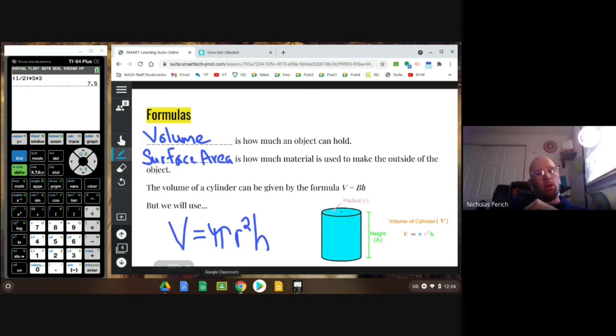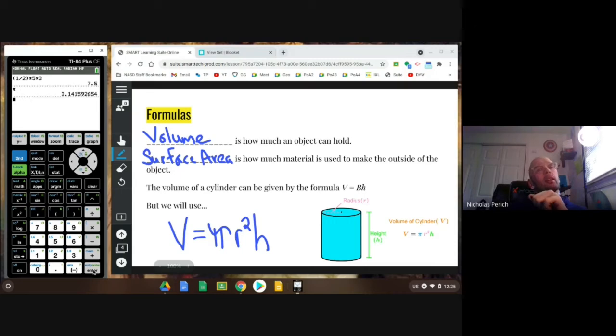Now, look at this little calculator over here. I don't feel like doing 3.14159, blah, blah, blah in my head. There's a pi button. Where is it? Well, if you hit the second button, boop, and then hit the little caret button, boop, that's pi.